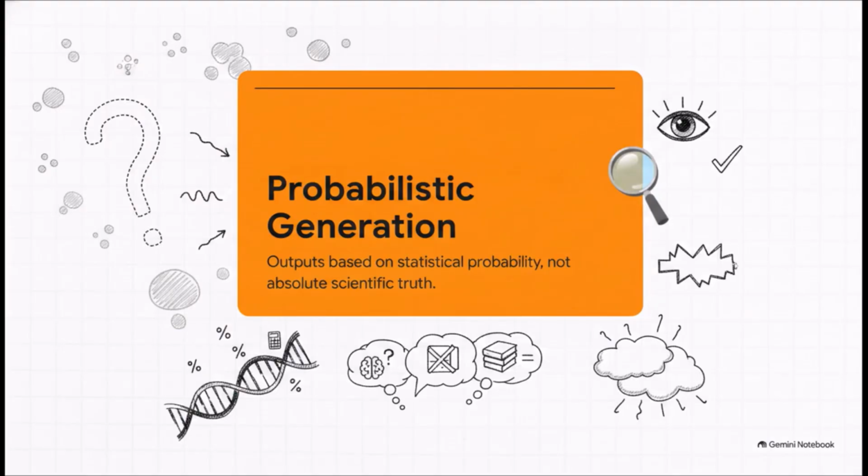To understand why it makes these mistakes, you really have to understand how it works under the hood. Generative AI operates on something called probabilistic generation. It doesn't actually know biology the way you do. It creates outputs based on statistical probability. It's essentially just predicting the most likely next word in a sentence based on its training data. Because of this, its outputs can contain fabricated or totally inaccurate information, which we commonly call hallucinations. It's doing math with language, not calculating absolute scientific truth. Therefore, your critical evaluation and human oversight aren't just recommended, they are strictly, absolutely essential.